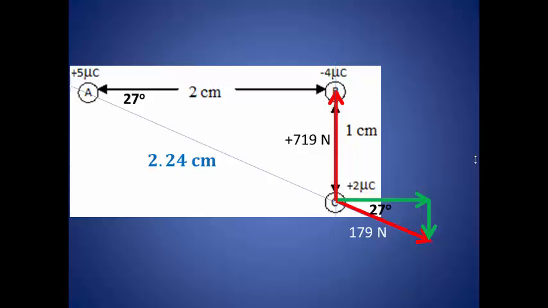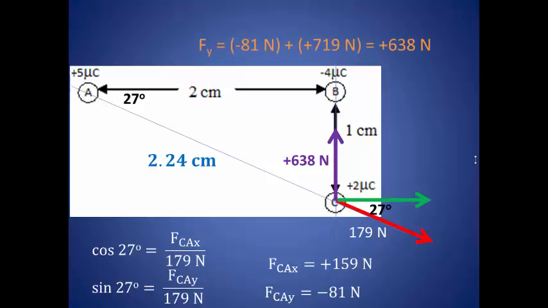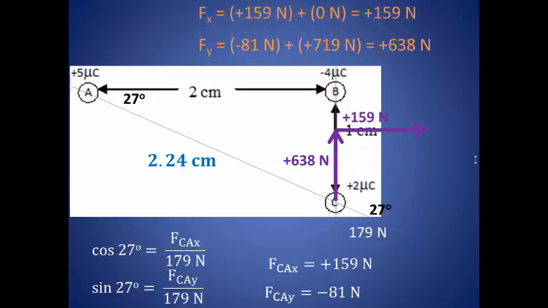What's nice is that the component right triangle of the force acting on particle C from particle A is the same right triangle that we found for the force acting on particle A from particle C. So the x component is found with a cosine and has a magnitude of 159 newtons and is positive since it's acting to the right. The y component uses the sine function to find 81 newtons in the negative direction. The two vertical vectors are in opposite directions, and as a result, the y components will be subtracted from each other, giving us a total y component of positive 638 newtons. The x component comes only from the force of A on C, so is found to be 159 newtons in the positive direction.